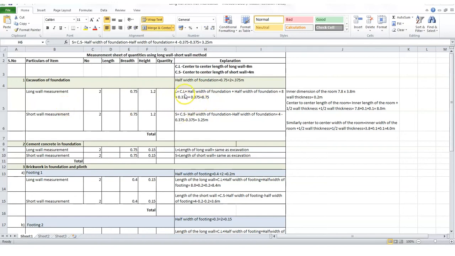We know that the long wall is equal to the central line length of the wall plus half width of the foundation plus half width of the foundation. We saw that we could just take the one single width as one entity, as in central line plus width of the foundation. But just to make it clearer, we have actually taken the half width separately and we are going to add it separately. So let's go back to the drawing and see how we get the long wall measurement for excavation of foundation.